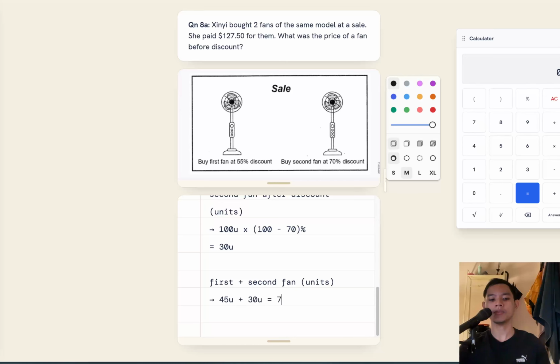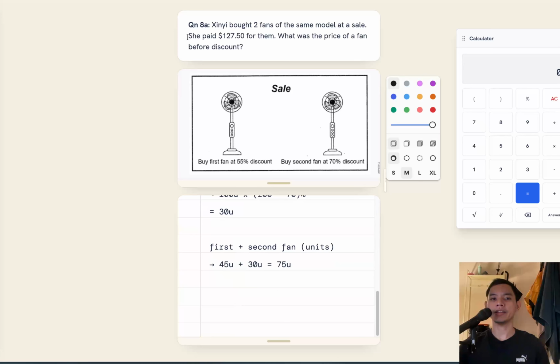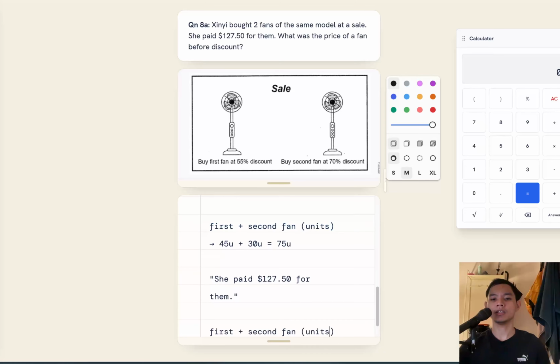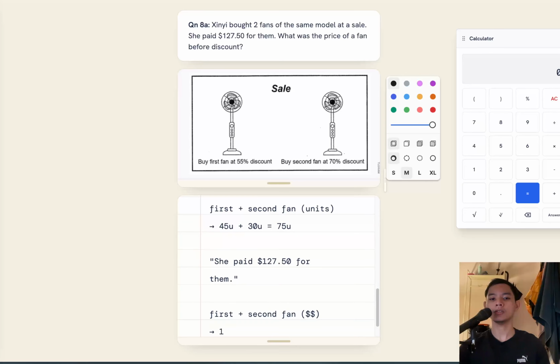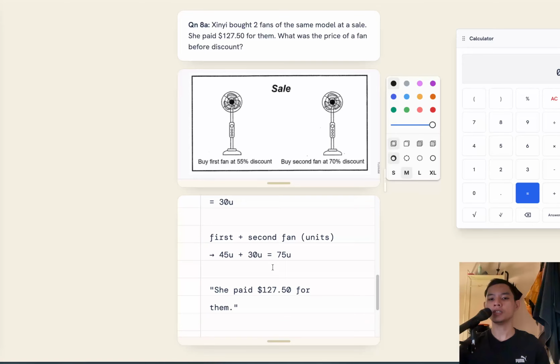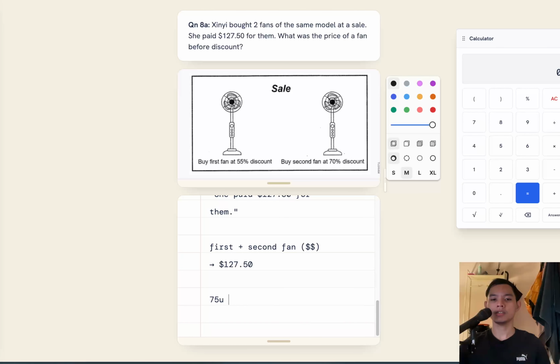And this will be 75 units. And the thing is that we paid $127.50 for them. So that means first plus second fan is equal to $127.50, which means that 75 units is equal to $127.50. So 1 unit will then be 127.5 divided by 75, and that will be equal to $1.70.